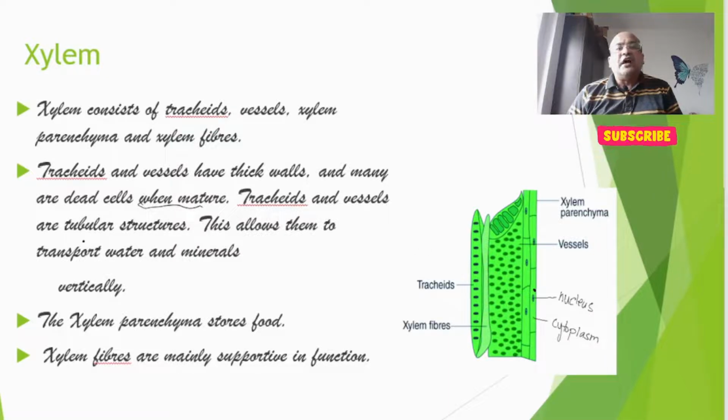Tracheids and vessels are tubular structures. See here, tube-like structures are there. Okay, these allow them to transport water and minerals. So the transportation part is taken by this xylem, tracheids and vessels, and it is done vertically. The xylem parenchyma stores food. Xylem fibers are mainly supportive in nature. Right. So the support system is given by the xylem fibers.